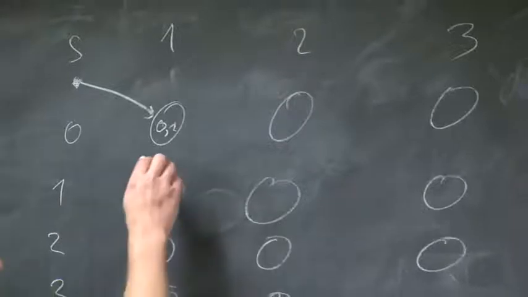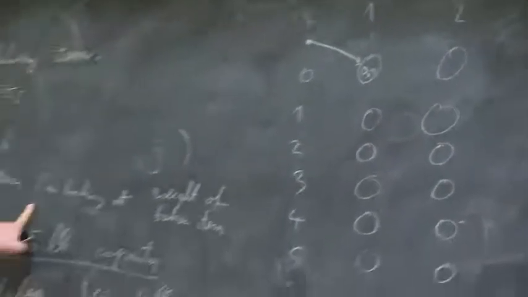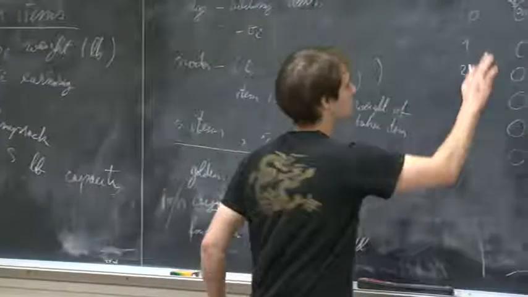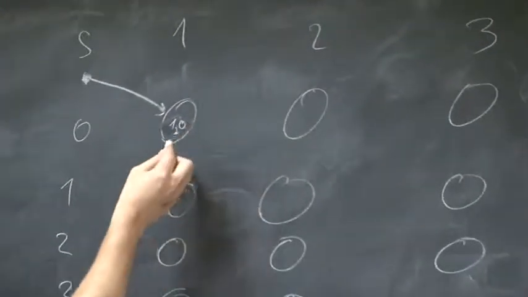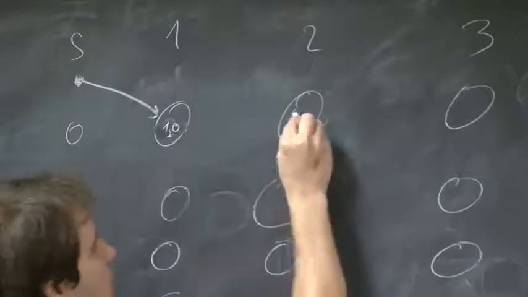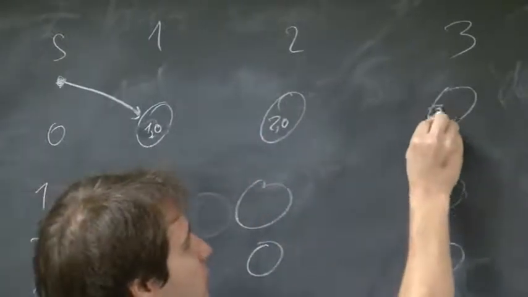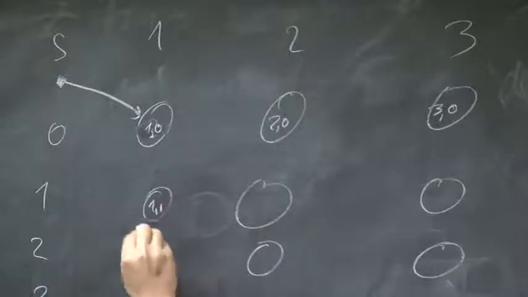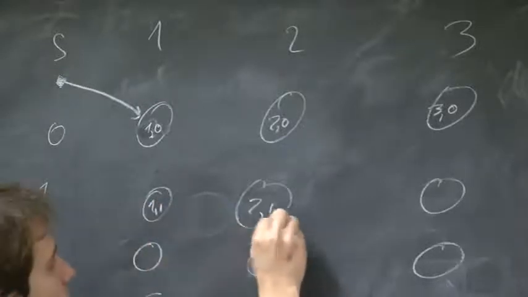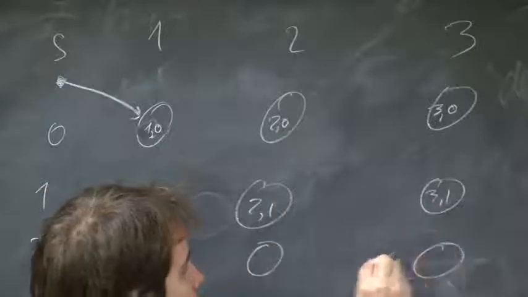So the nodes have 2 numbers in them, i and j. Oh, sorry, they're in the wrong order here. 1, 0. So I'm looking at item 1. So far, I have 0 pounds in my backpack. Looking at item 2 with 0 pounds. Looking at item 3 with 0 pounds. Looking at item 1 with 1 pound in my backpack. Item 2 with 1 pound. Item 3 with 1 pound. So on and so forth.